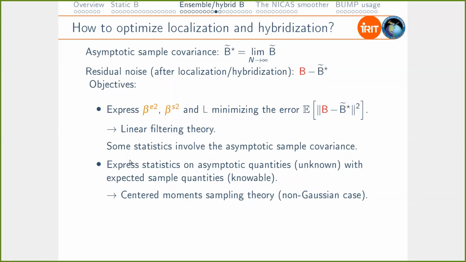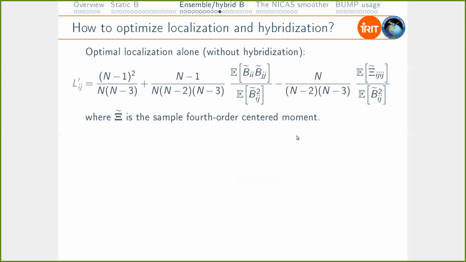And the second step is to express the statistics on the asymptotic B with known quantities that are computed from the sample quantities. And so we use the centered moments sampling theory in a non-Gaussian case for this task. So I'll skip the details because it's pretty long, but you can have all the details in a note on the GitHub page of BUMP.